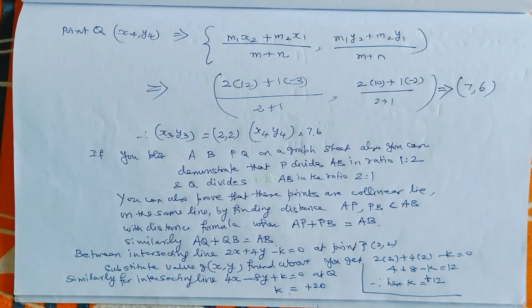For the intersecting line 2x + 4y - k = 0 at the point P(2, 2), substitute the values of x and y in this equation and you will get k as +12. Similarly, for the intersecting line 4x - 8y + k at Q, if you substitute the values of x and y as 7 and 6, you will get the value of k as +20.